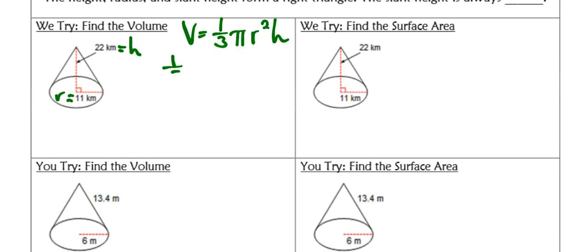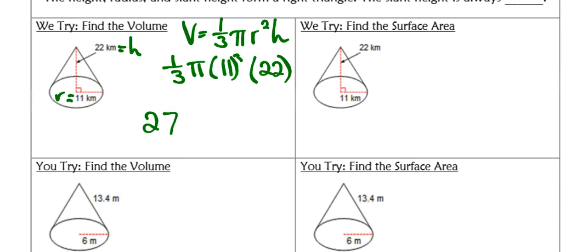So we can do 1/3 times pi times 11 squared times 22. That tells us the volume of that cone. Should get that out. 2,686.2 kilometers cubed. That's an enormous cone.